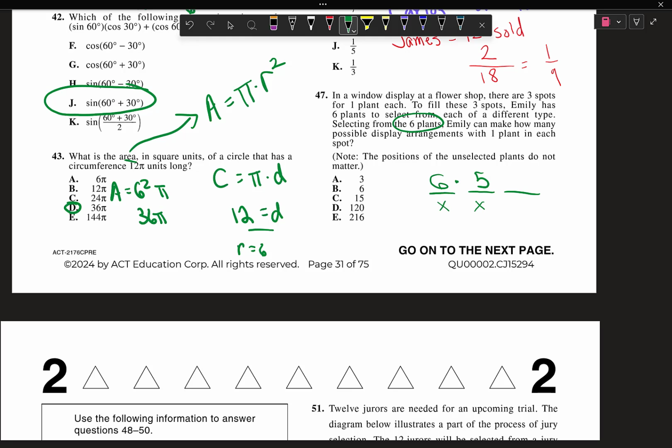Well, now there's just 5 because we've placed a plant in this first spot. So we've placed one here. So that means for the third spot, there's only 4 plants left to choose from. 6 times 5 times 4 is 120. That's the counting principle.